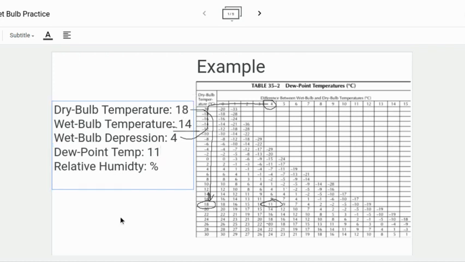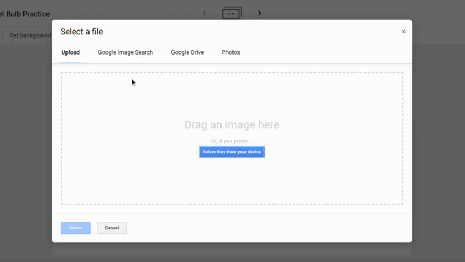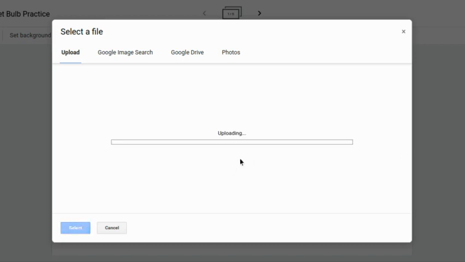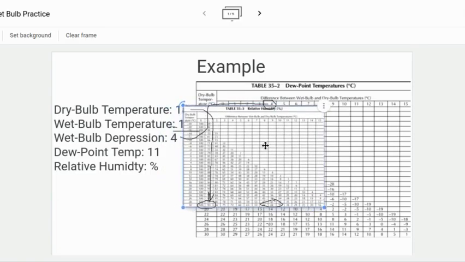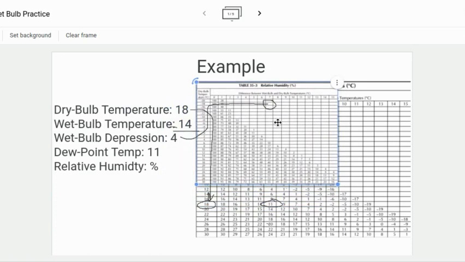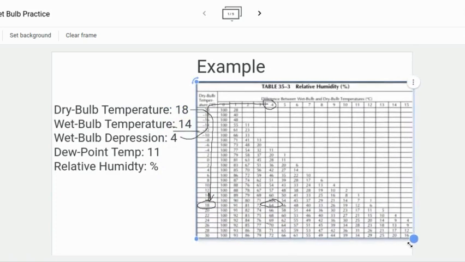Now, in order to find the relative humidity, we do the same exact thing. And I'm going to insert a picture real quick that will show you exactly what to do. So we will open, we will insert. And again, this table is for relative humidity. And I'm just going to put it right over top of it because it is the same exact thing here.